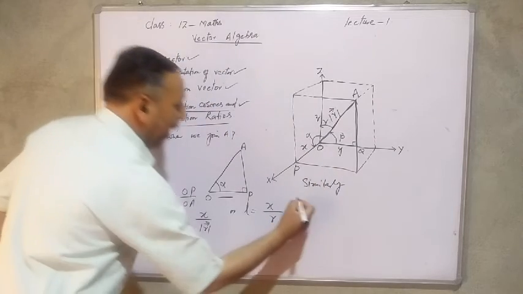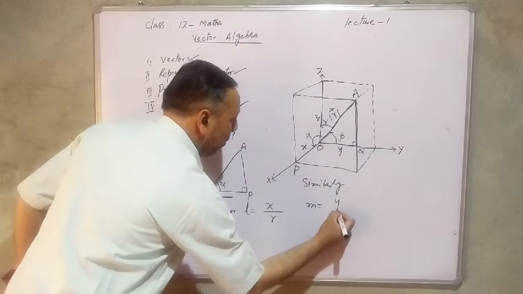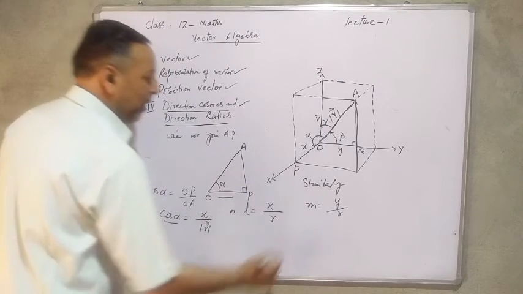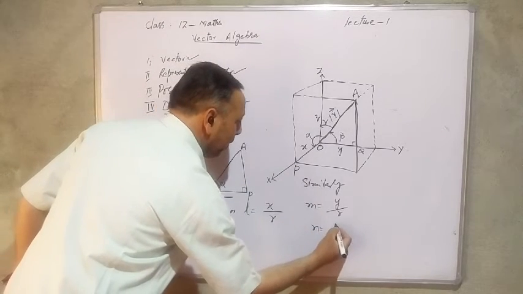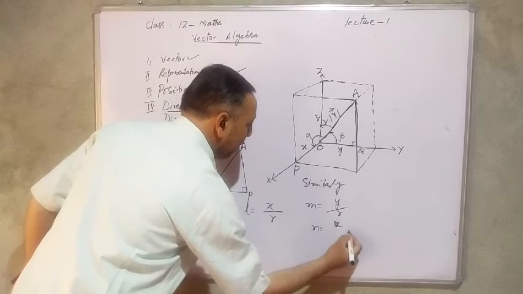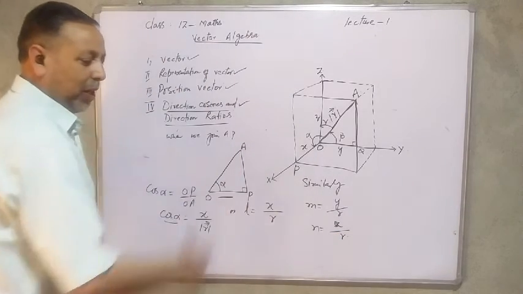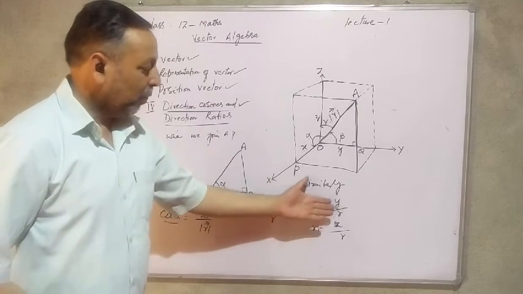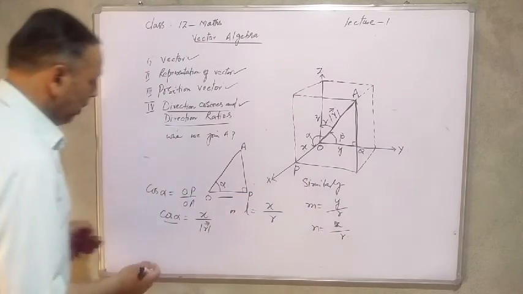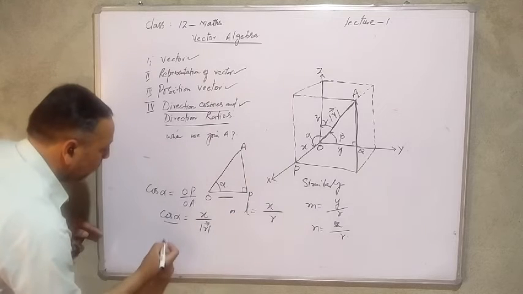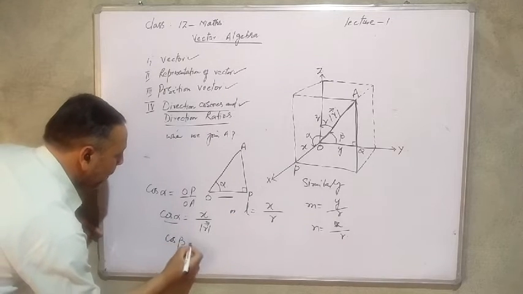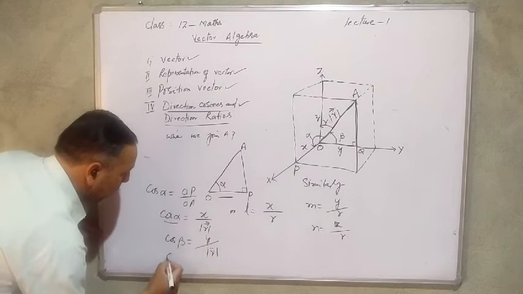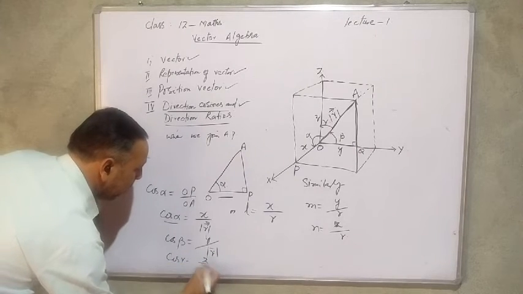Similarly, M is equal to, what will M be equal to? y by r, cos beta, and N is equal to z by r, cos gamma. When cos alpha is x by r, cos beta is y by r, and cos gamma is z by r.